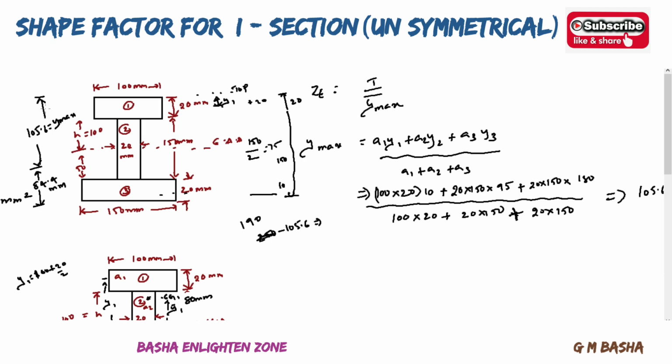Then find out the moment of inertia. Generally, the moment of inertia for the I section will be bd cube by 12 plus a into y square, but for a symmetrical section your h will be equal to 0, but here you will get an h value also. I will show you that part here. I am taking all this part for my calculations.